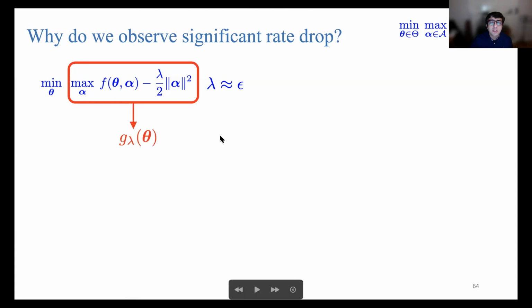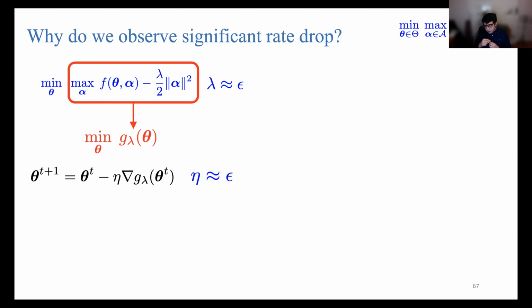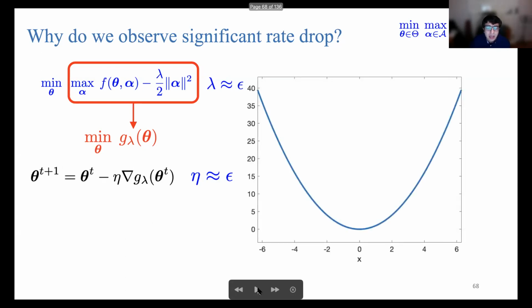So your lambda should be small. When lambda is small, this G lambda is smooth, differentiable, but you can show that its Lipschitz constant is inversely proportional to lambda. So when you decrease lambda, the Lipschitz constant of the gradient of G lambda would explode. That means you have to use a small step size. In particular, your step size eta should be order epsilon. So you're taking much smaller step sizes with respect to the function G, which is this max. You have a super small step size to guarantee that you have a decrease in every step. And that's one reason that you have a rate drop in your algorithm. That's actually the major reason.